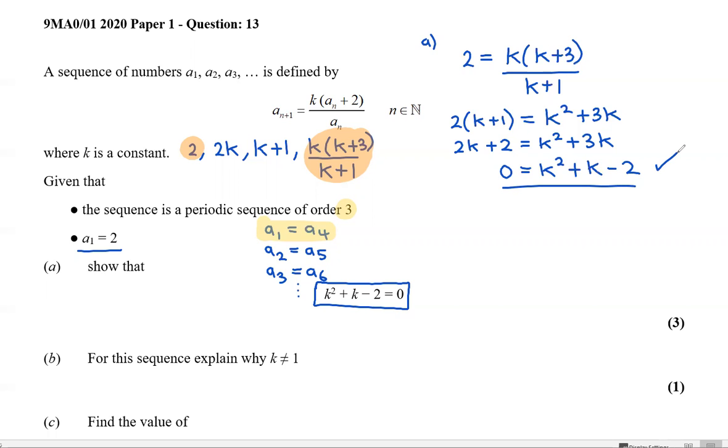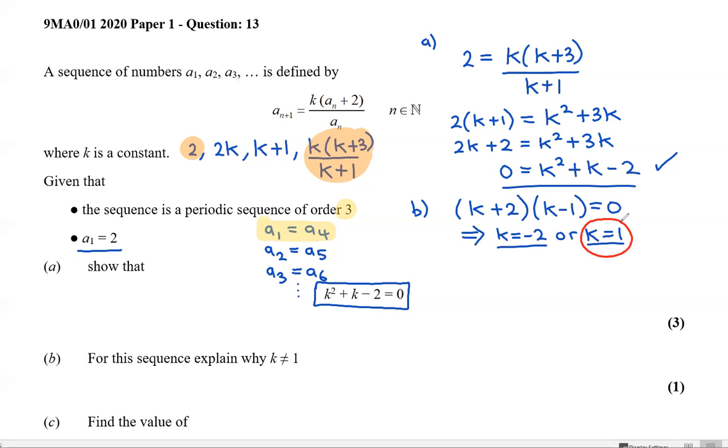Now for part B, it asks us to explain why k is not allowed to equal 1. Well, why has it said 1 specifically? Well, we can factorize this quadratic. We can get (k + 2)(k - 1) = 0, which would imply that k could equal -2 or k could equal 1. But we're told that k equals 1 is not allowed.